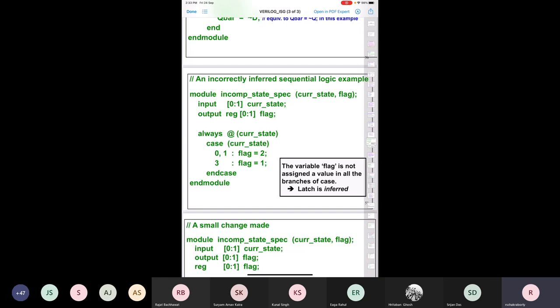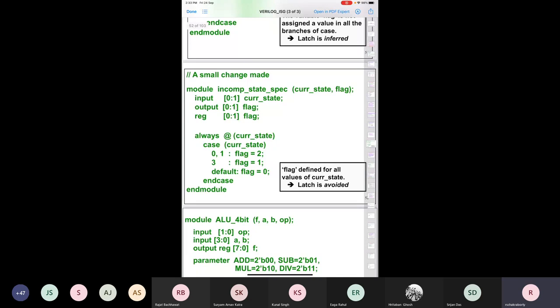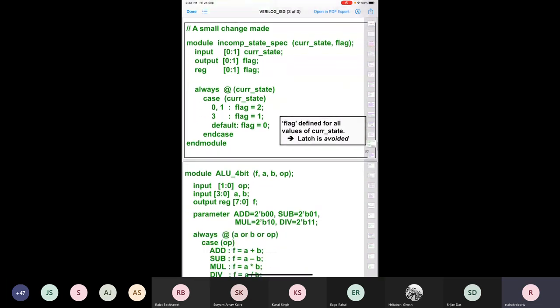So first of all, let us look at the correct design. Okay. So this is a combinational circuit, which has an input called car_state, and there is an output called flag. And the flag has to be a reg type variable because it appears on the left hand side of assignment statements inside always blocks. Now the problem with this, not this one. This is the correct version.